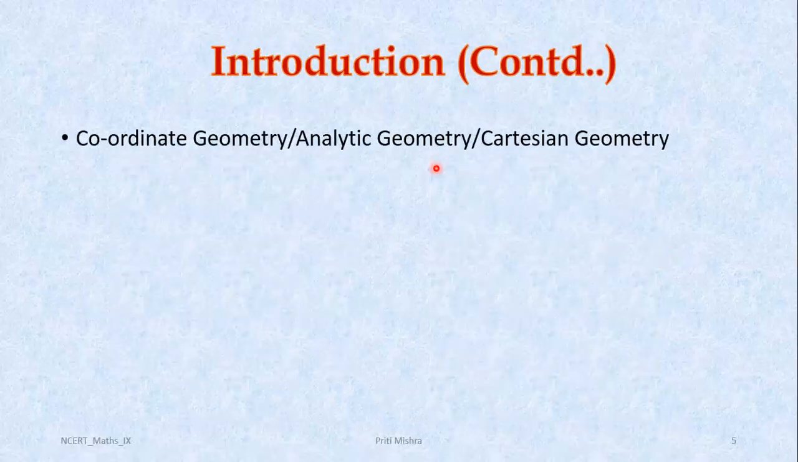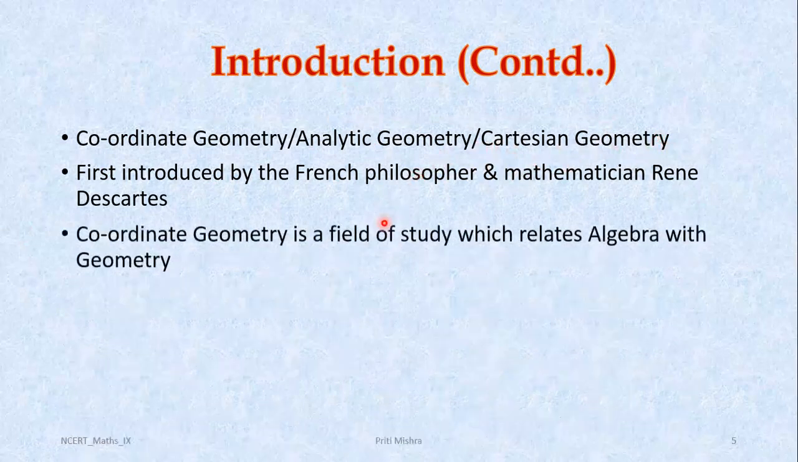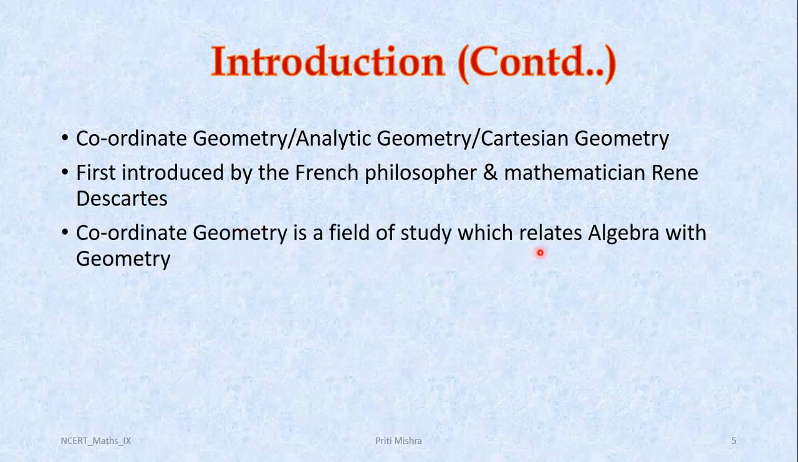So coordinate geometry is also known as analytic geometry or Cartesian geometry, and it was first introduced by the French philosopher and mathematician René Descartes, and on his name only we call it Cartesian geometry too. And coordinate geometry is a field of study which relates algebra with geometry.